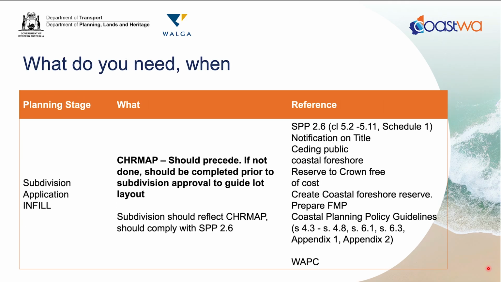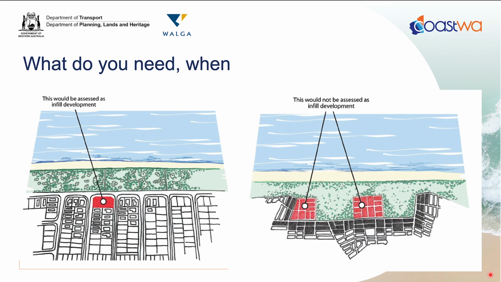Okay, one really important thing about subdivision, there's two types of subdivision. One would be assessed as infill and one would not be assessed as infill development. So if we look at the image here, we're talking about an existing superlot, for example, which is close to the foreshore and probably within the coastal hazard zone, but is consistent with the existing urban framework. It would be assessed as infill development and the notification on the title would be introduced.